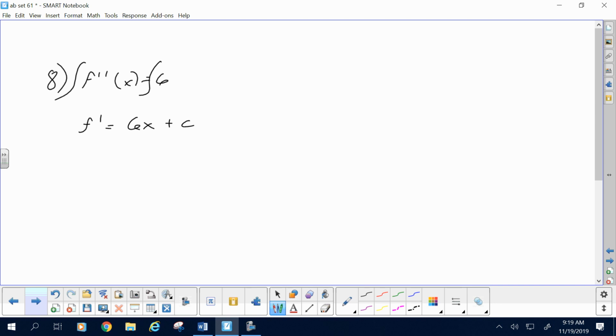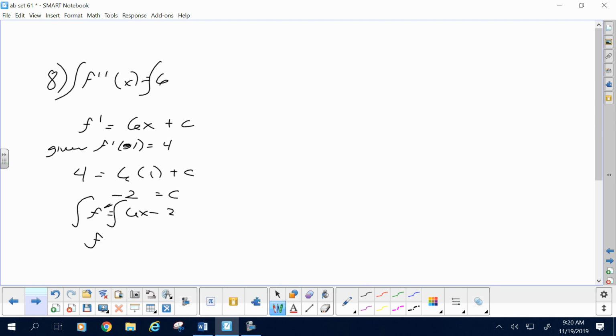Now, in order to get the constant, I need to know some kind of condition. They tell me that f prime at 1 is 4. Given f prime at 1 is 4, then I can say the derivative is 4 when x is 1, which tells me c is -2. So the derivative is 6x minus 2. Now you can integrate again to find f. That should get you. Okay?